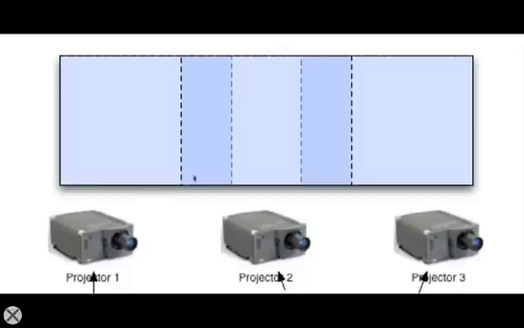So again, you're going to have projector one, projector two, and projector three. So this is an unblended area. This here is an unblended area. And this here is an unblended area. This area here is the overlap of projector one and projector two. This area here is the overlap of projector two and projector three.